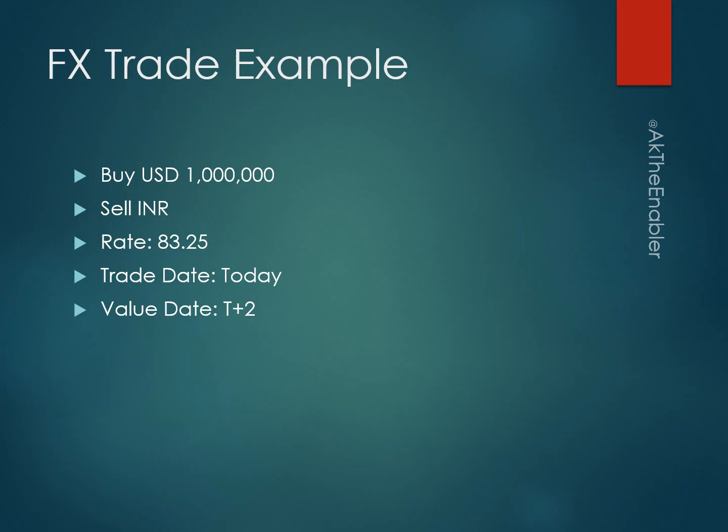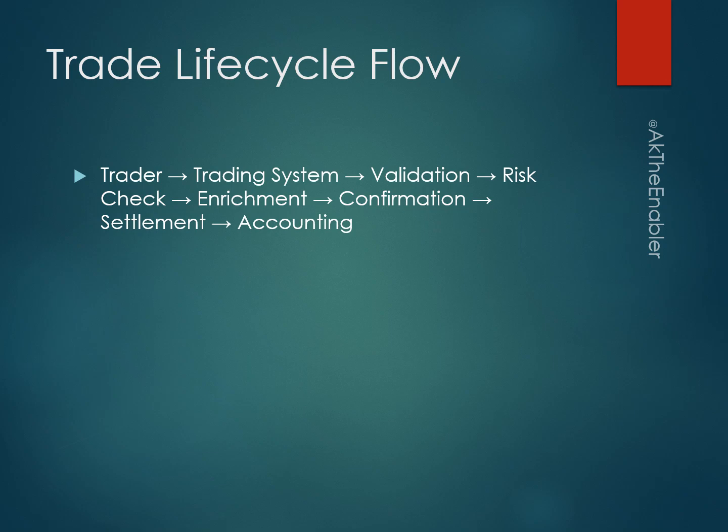And the trade date is today. Value date is T plus 2. So these are what we call the trade economics, and we need all these details while doing the trading. Okay, so how does the trade life cycle flow? There is the trader, then the trading systems, then validation will happen, and there will be risk checks. Like I said, if I want to buy 1 million USD, then I need to have 83 million in my cash in my account. So all these risk calculations will happen, and then how much I can buy.